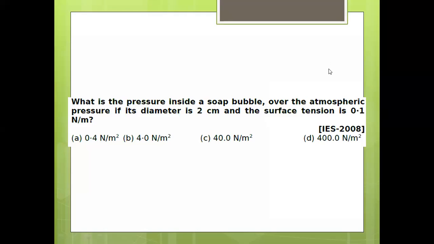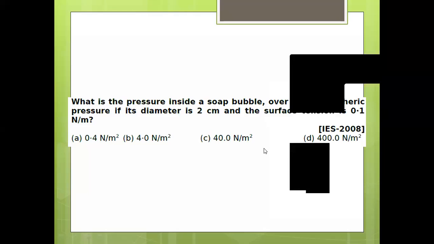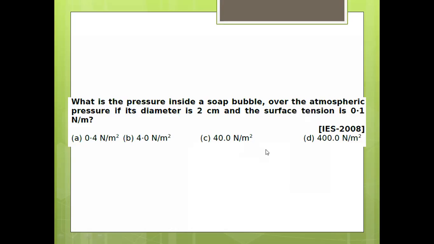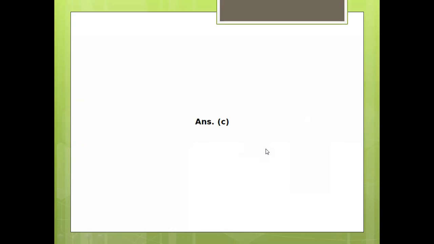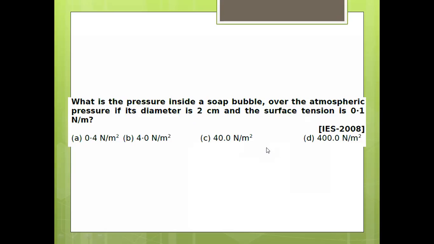Now let me do the calculations. 4 into sigma, 0.1, divided by diameter, 2 centimeters, that is 2 into 10 to the power minus 2. 4 sigma, no, it is a soap bubble, right? So soap bubble formula will be 8 sigma. The answer is 40. Option C is the correct answer here. Good. So many students have solved it, and the answer is C. That is 40 Newton per meter square.